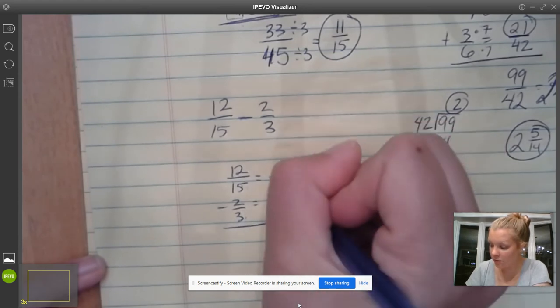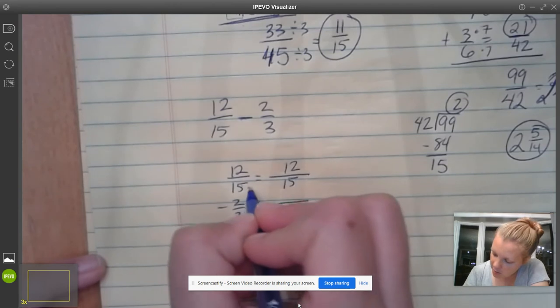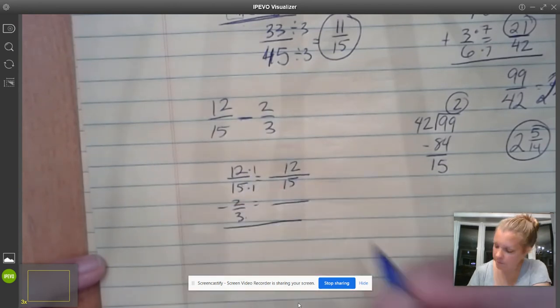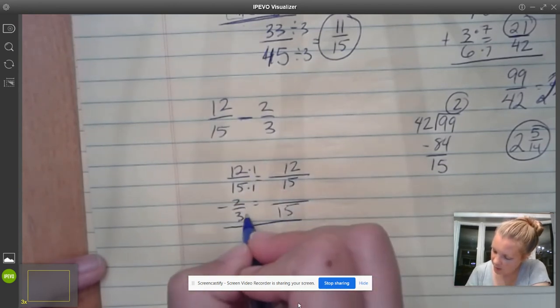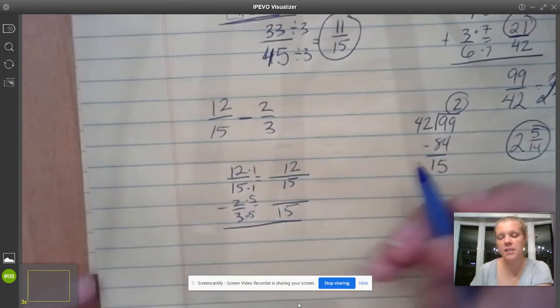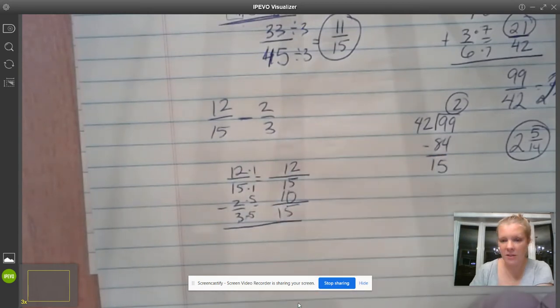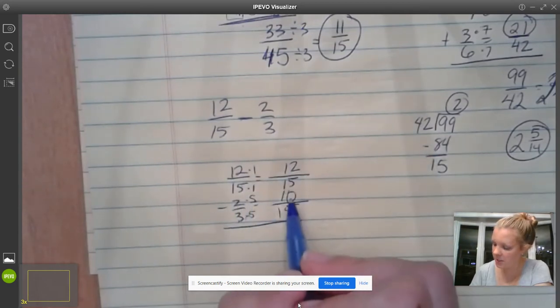Or you could just use 15 as a denominator. You don't have to change the fraction. So for this one, I multiply by 1. And for the second fraction, I can just multiply by 5. And I keep my numbers as small as possible. This is an example of using the least common multiple is nice. And I'm left with 10 because 2 times 5 is 10.